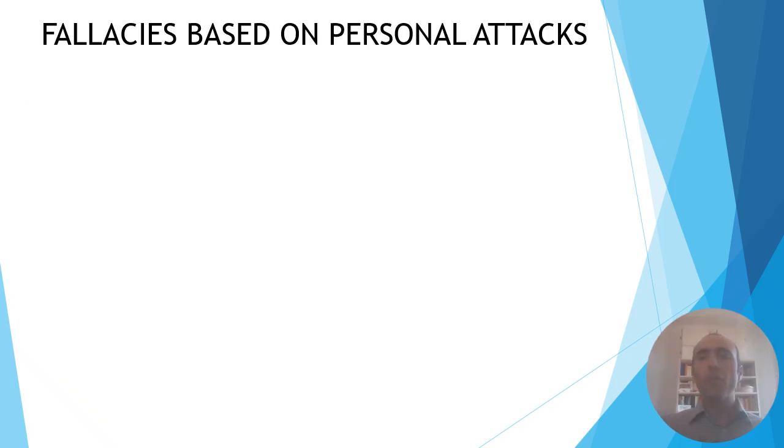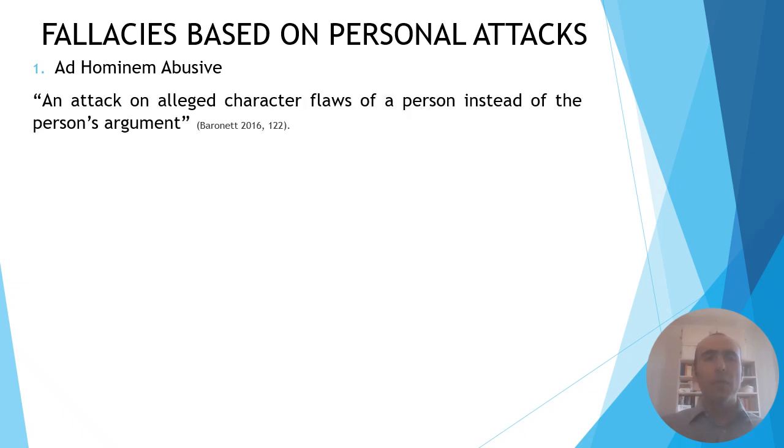The first group of informal fallacies that we will study are fallacies based on personal attacks. The first type of fallacy of this group is the ad hominem abusive fallacy. It is an attack on alleged character flaws of a person instead of the person's argument.